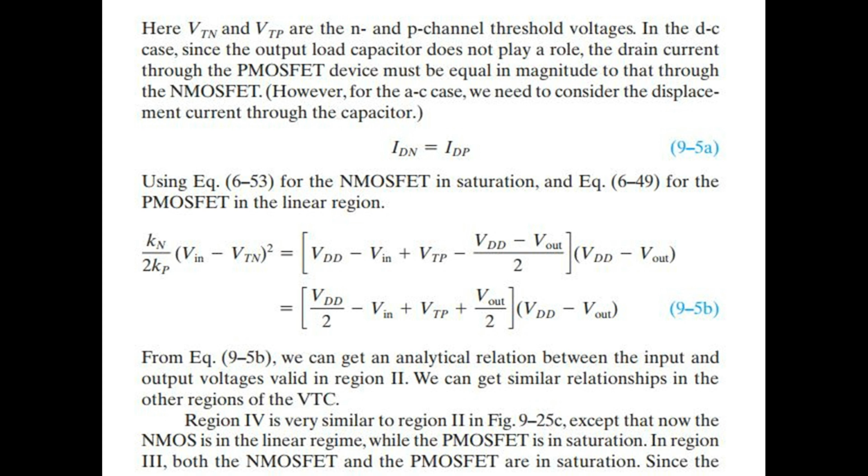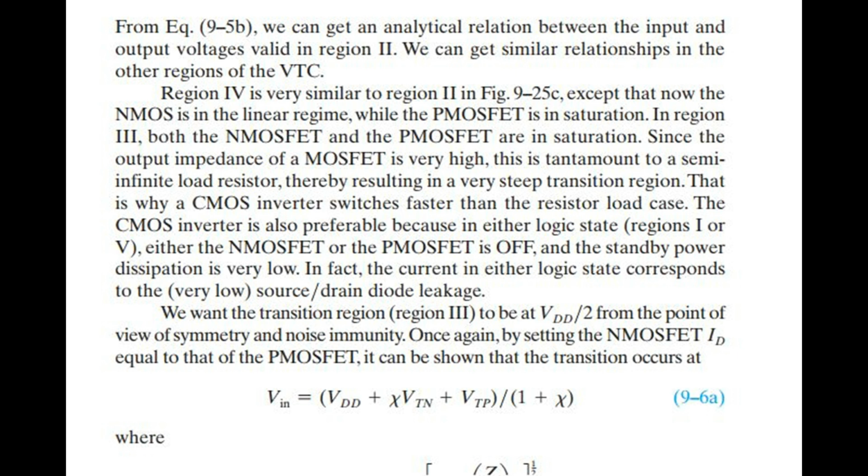Region 4 is very similar to region 2 in Fig 9.25C, except that now the NMOS is in the linear regime, while the P-channel MOSFET is in saturation. In region 3, both the N-channel MOSFET and the P-channel MOSFET are in saturation. Since the output impedance of a MOSFET is very high, this is tantamount to a semi-infinite load resistor, thereby resulting in a very steep transition region. That is why a CMOS inverter switches faster than the resistor load case.